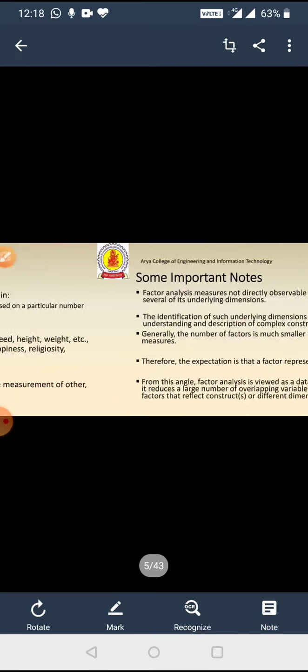In the last lecture, we learned what factor analysis is. Now, we have today's lecture. We have studied the basic steps of doing factor analysis.